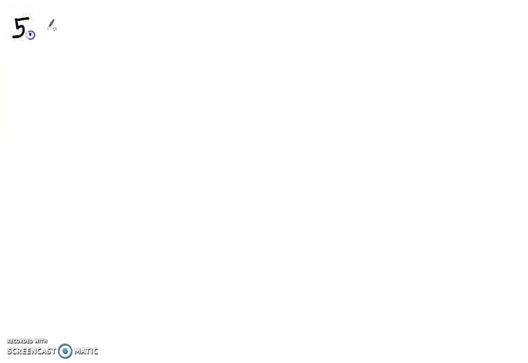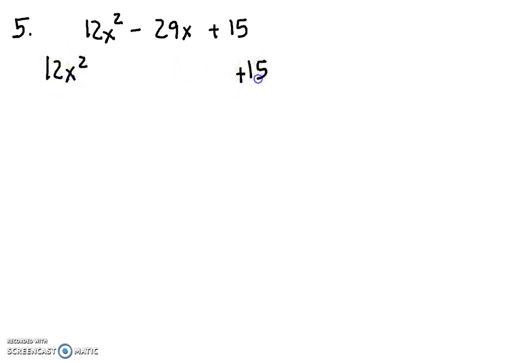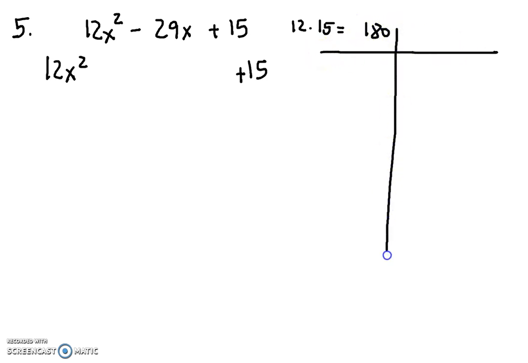Number 5. We will have 12x squared minus 29x plus 15. So again, we are going to turn this trinomial into 4 terms. Bring down the first term, bring down this last term, and then I'm going to multiply 12 times 15, and that gets me 180. So I'm going to factor 180.